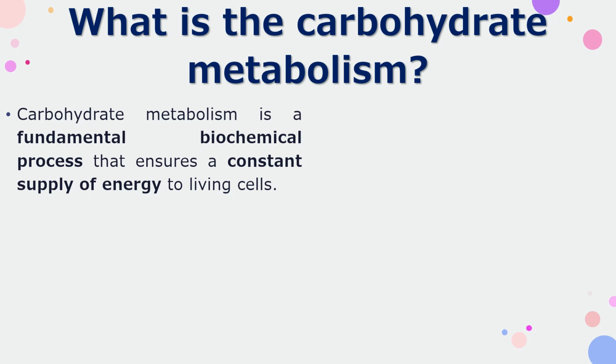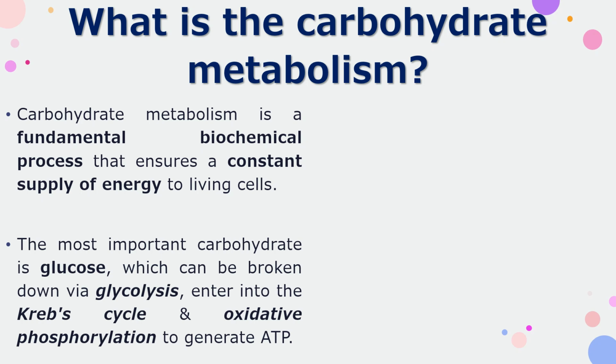There are a number of cells where mitochondria are not present, like RBC, which is one of the prime examples. In all the cells, whether mitochondria are present or absent, they need energy. Glycolysis is the most important process which supplies energy to almost all the cells, either they have mitochondria or they don't. So the most important carbohydrate is glucose, and that is degraded through glycolysis, which occurs in almost all the cells.